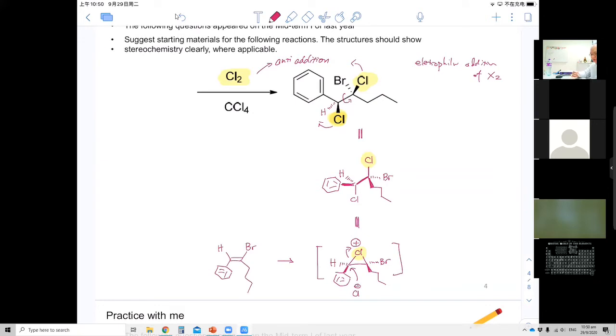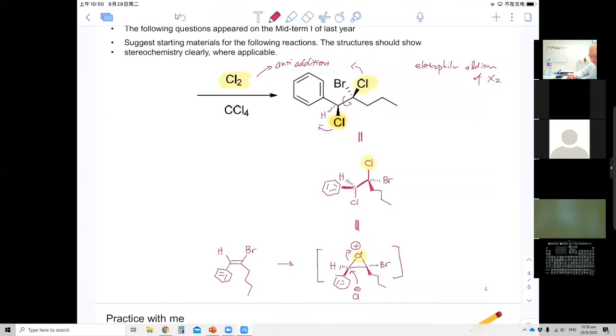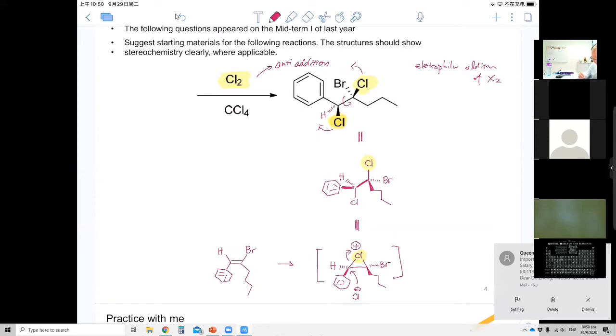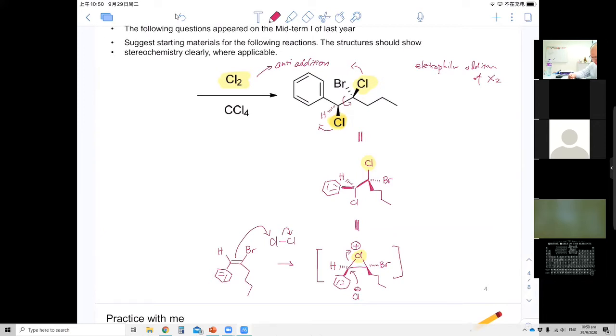Then after you propose the starting material, you can go in the forward direction to see if it's right. If this is the starting material, it reacts with the chlorine, and the chlorine will attack here. Then you generate a three-membered ring, and the three-membered ring will look like this alkene with the phenyl and the butyl on the same side, and the H and Br on the same side. Then a chloride attacks here to give this one, right? And this one, if you rotate this bond, will look exactly like this one.